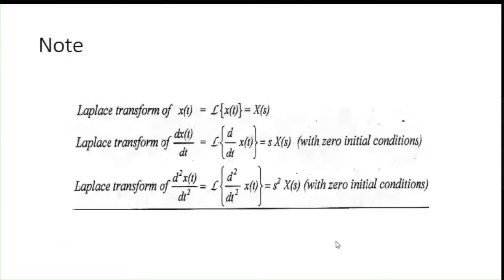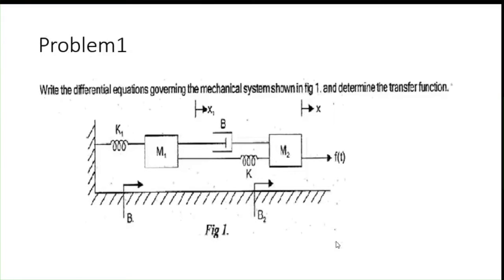Now, we discussed how to solve a problem. In this figure, a mechanical system is shown containing all the basic elements: the mass element, spring element, and dashpot element, and some elements which are not represented by a symbol. B1 and B2 are the frictional forces. This is similar to a dashpot element, so this represents friction.